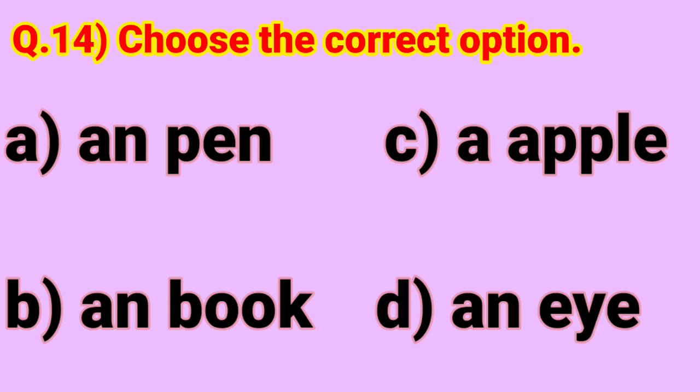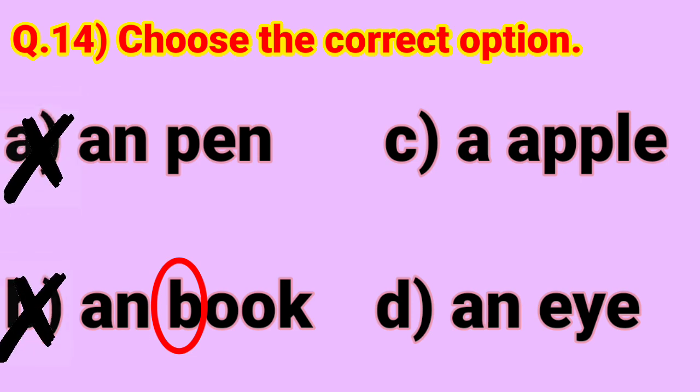Option A, an pen. Here the letter P is not a vowel. So we have to use A with the word pen. So an pen is incorrect. Option B, an book. Here again the letter B is not a vowel. So we have to use A. So an book is incorrect.